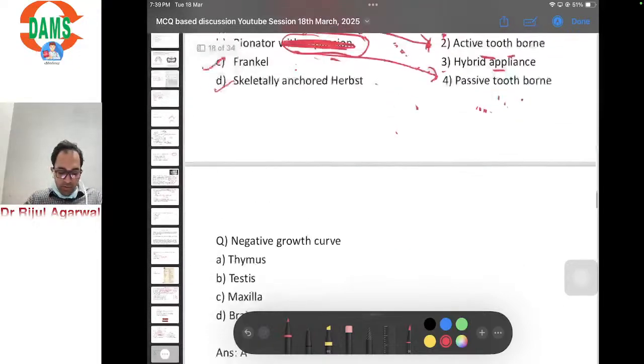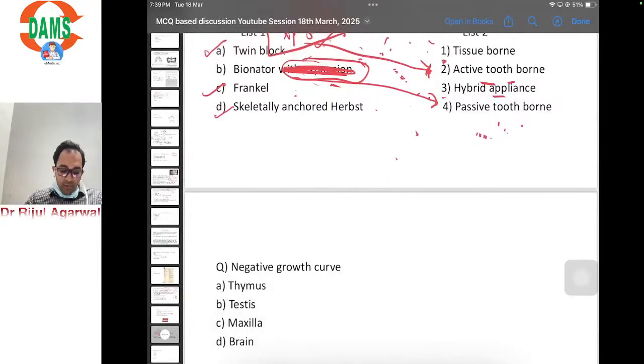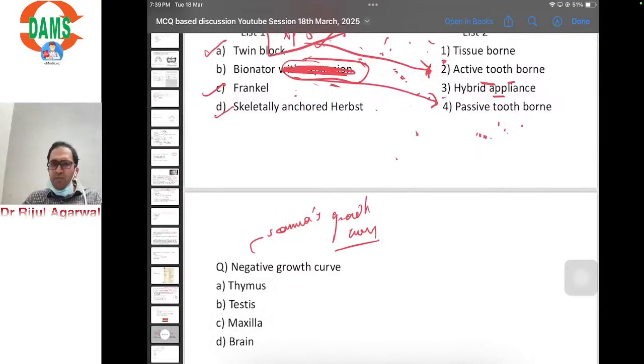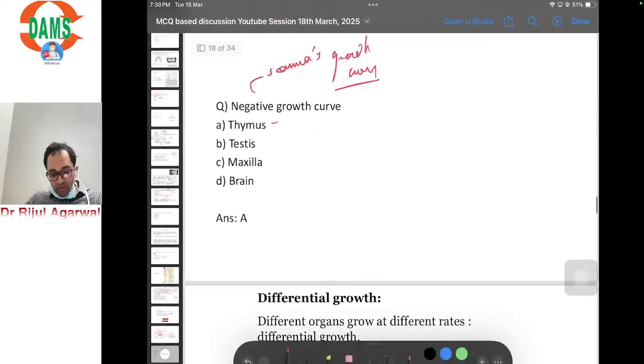Okay. Moving ahead. Negative growth curve is seen in. Options are thymus, testis, maxilla, and brain. So the question is related to Scammon's growth curve. Instead of asking you about lymphoid tissue and all that, they have given you examples, the way I wrote. So negative growth curve is seen in thymus, testis, maxilla, and brain. Lymphoid, A. Okay, so most of you got it right. Thymus is a lymphoid tissue, hence the correct answer.